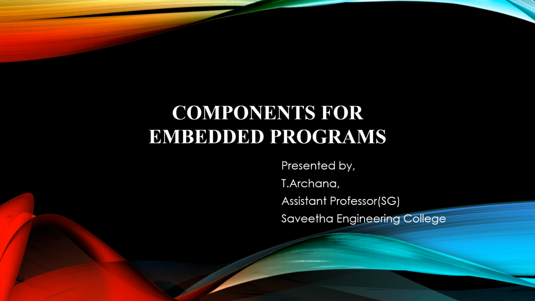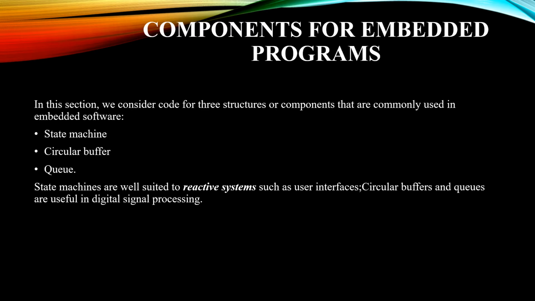Good morning friends. In today's class we are going to see about components for the embedded programs. Here we are mainly going to concentrate on the components that are commonly used in embedded software. There are three: one is the state machine, the second one is the circular buffer, and the third one is the queue.